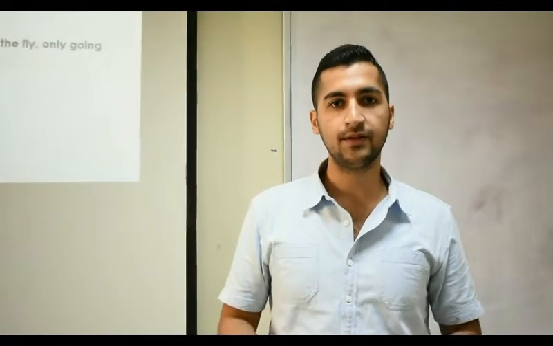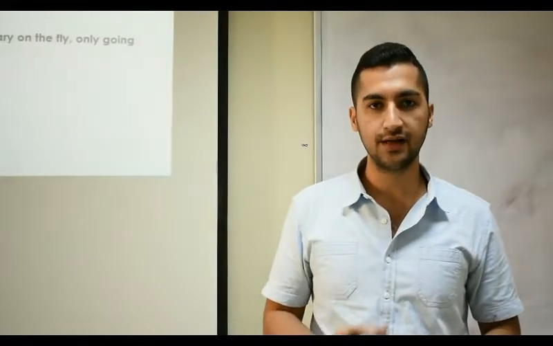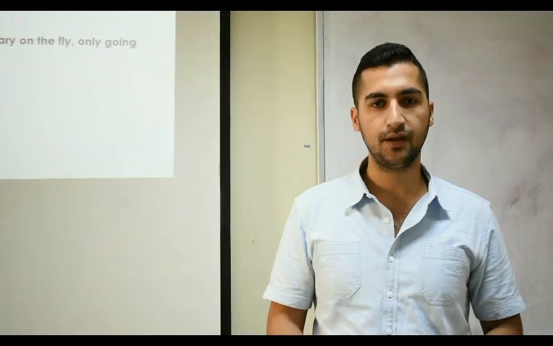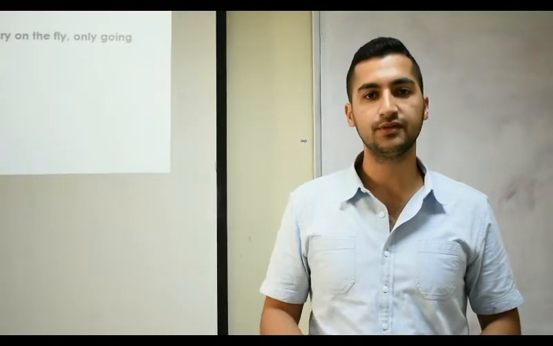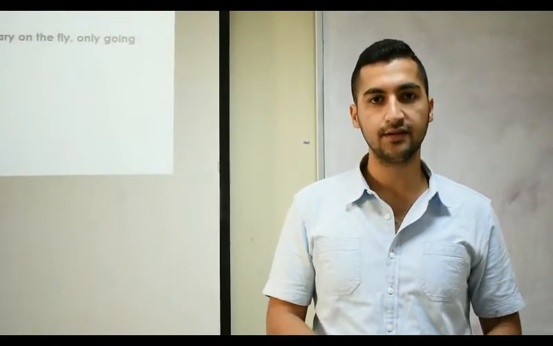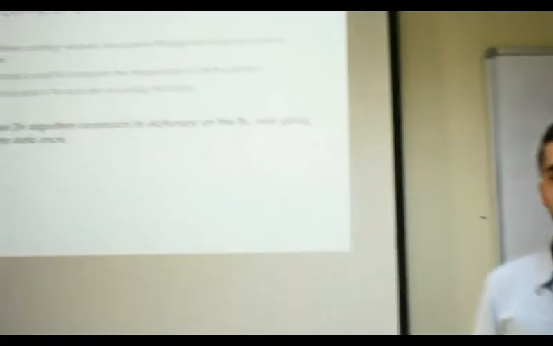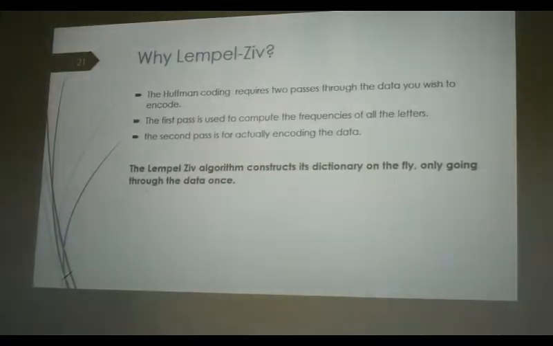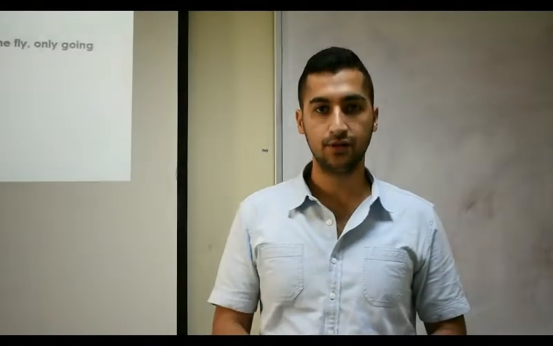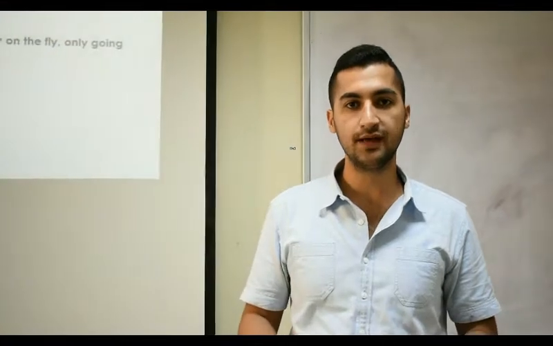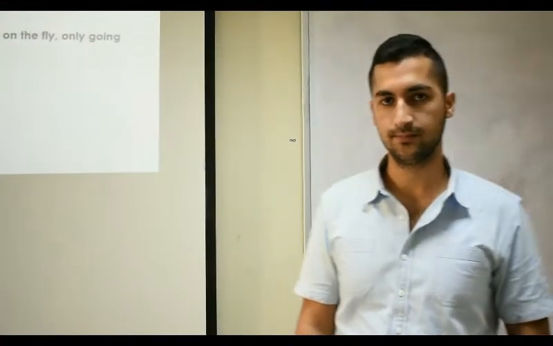Why should we use the Lempel-Ziv algorithm instead of Huffman coding? Huffman coding requires 2 passes through the data to encode it. The first pass is to compute the frequencies of all the letters, and the second pass is to actually encode the data. While the Lempel-Ziv algorithm constructs its dictionary on the fly, so it's enough to pass through the data once to encode it. I will now present for you the Lempel-Ziv 78 algorithm.